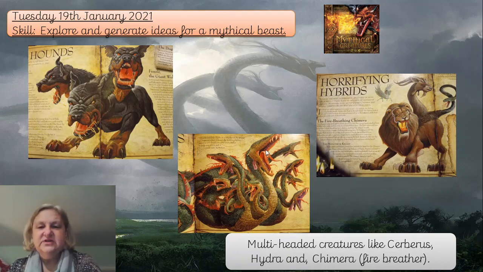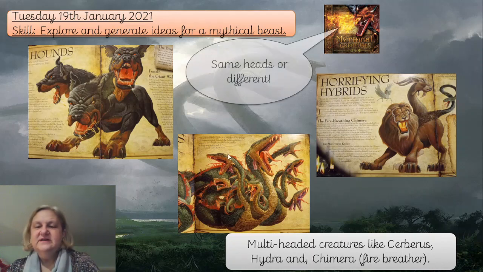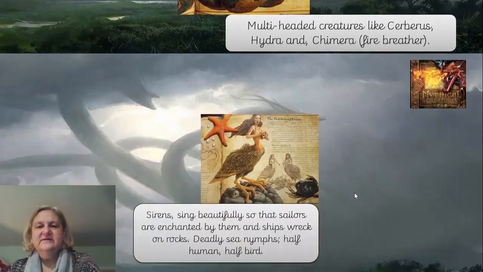So we've got multi-headed creatures like Cerberus, Hydra, and Chimera, who's a fire breather. This is a really good one because he's smouldering out of his mouth here. You can see the pages even started to smoulder. So let's have a look at him. You can have the same heads or different ones. These are all the same. This one is different. He's got a lion, a snake, and a goat. Everyone needs to have a goat head.